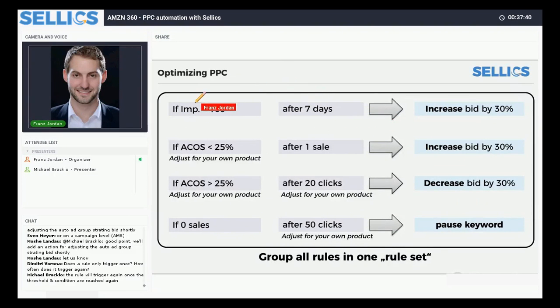So combining all of this, essentially, I think a good set of rules for many sellers would probably be like this, right? If you have less than 1,000 impressions, you want to increase the bid. If the ACoS is below 25%, you want to increase the bid. If the ACoS is above 25%, you want to decrease the bid. And if the sales are 0 after 50 clicks, you want to pause the keyword, right? So that's essentially the set of rules that we are suggesting.